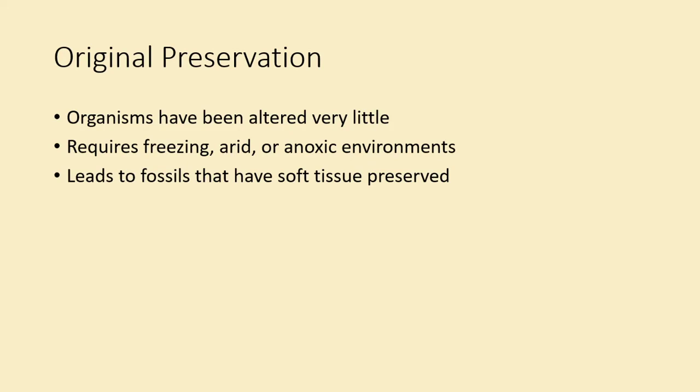Original preservation: organisms have been altered very little up to not altered at all. It typically requires freezing, an arid environment, or an anoxic environment, anoxic meaning an environment without oxygen. This leads to our tissues having that soft tissue preserved. So these are really important at times. A great example: we found woolly mammoths in the Arctic that have basically been frozen as a fossil. Also, you have the obvious insects trapped in amber from a tree.